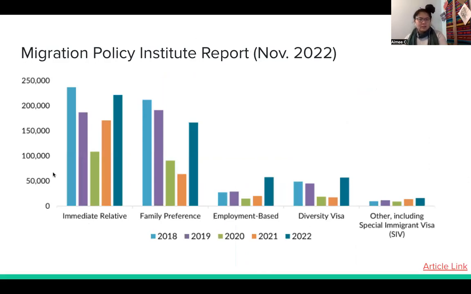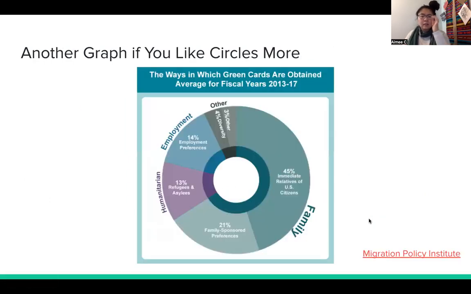As you can see, this graph is from the Migration Policy Institute, which is a great site that has a lot of interactive maps and graphs, which I really like. A very, very large percentage of the immigration visas issued in the US year to year are for the purposes of family reunification. So we have the two tiers listed in these first two categories, the immediate relative or the family preference. Then we have the employment-based, the diversity lottery, and then some special immigrant visas.